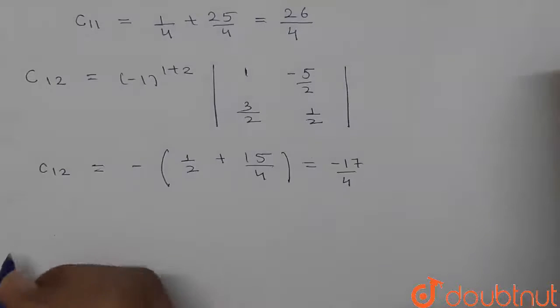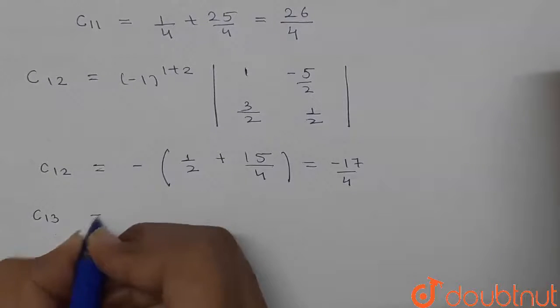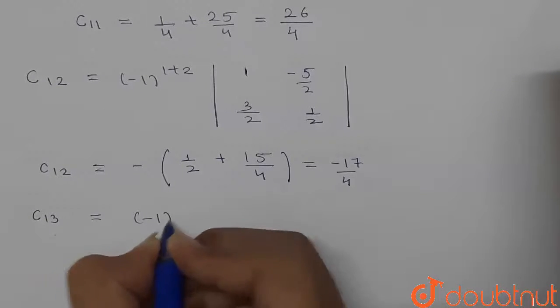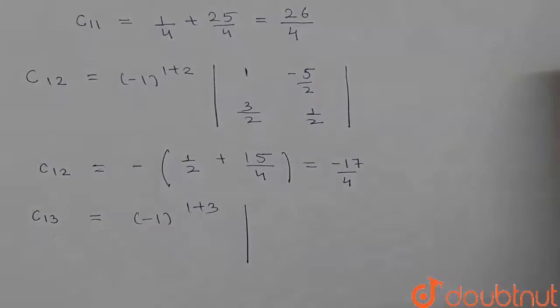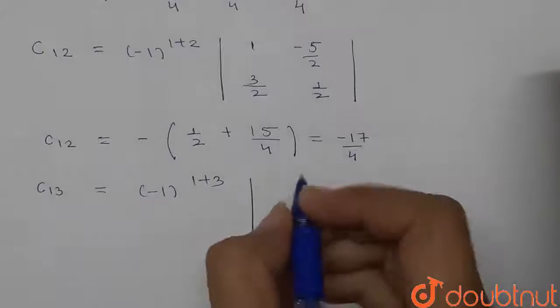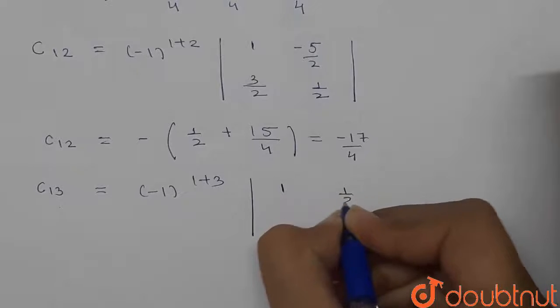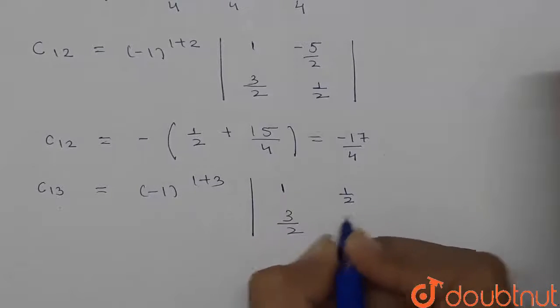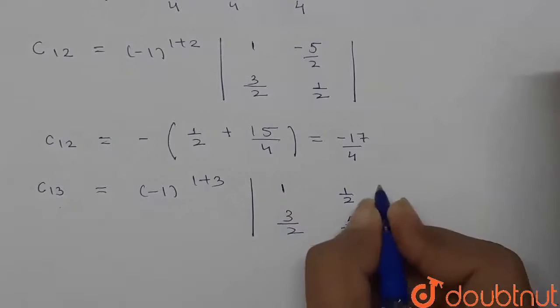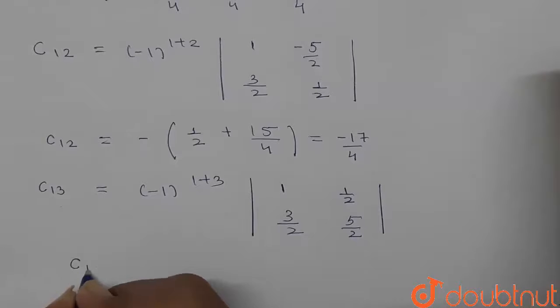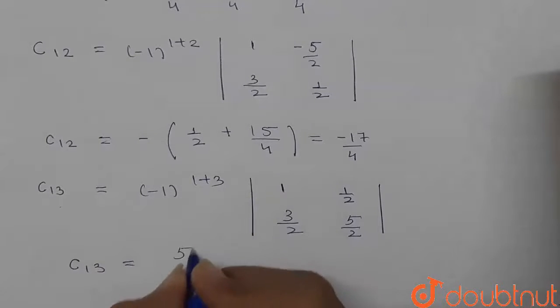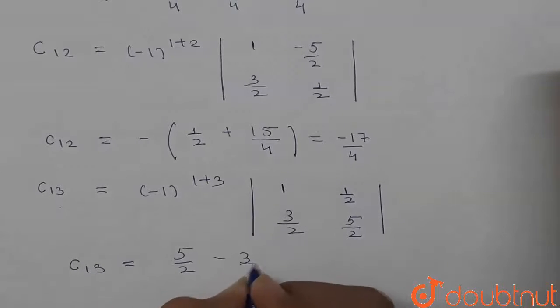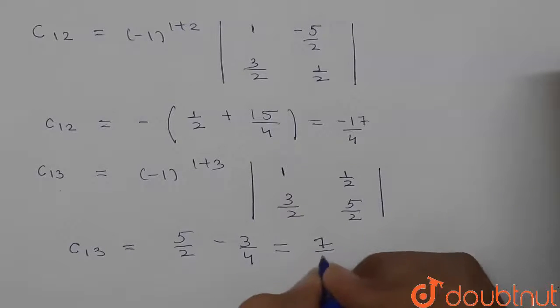Similarly, we are going to calculate C13. That will be equal to minus 1 to the power 1 plus 3 into determinant of, leaving first row third column, 1, 1 by 2, 3 by 2 and 5 by 2. Its determinant value: C13 will be positive, so 5 by 2 minus 3 by 4, that is 10 minus 3, that is equal to 7 by 4.